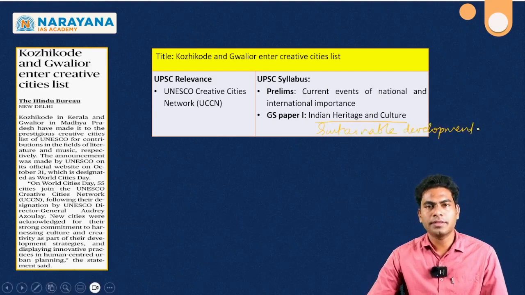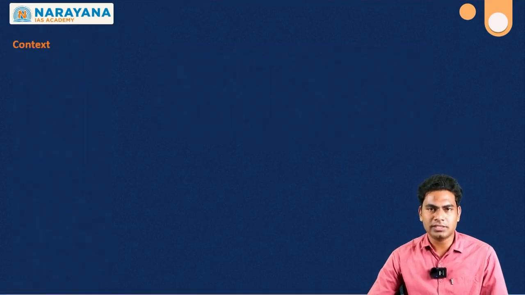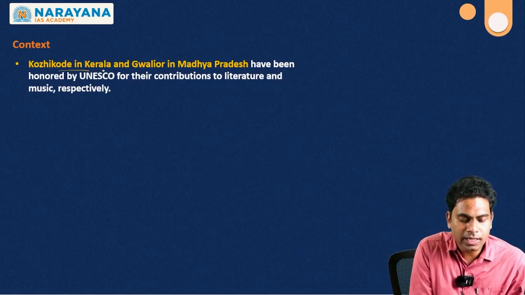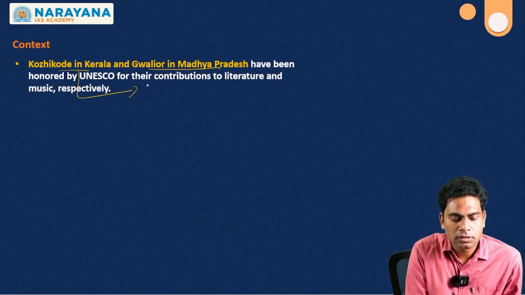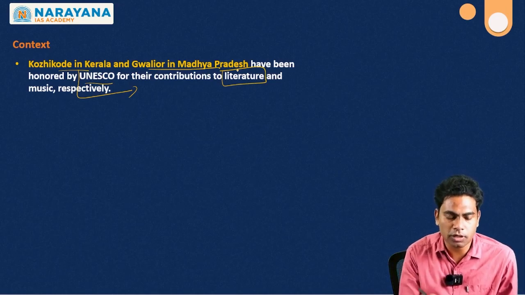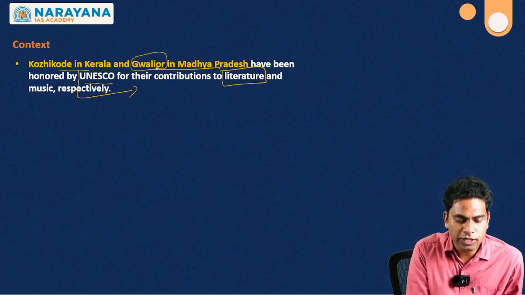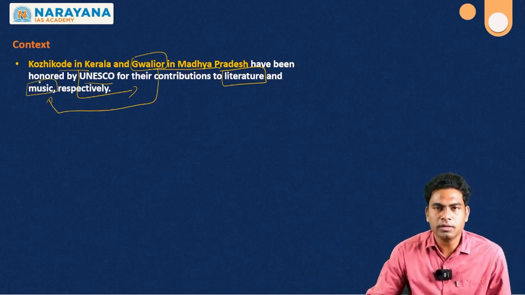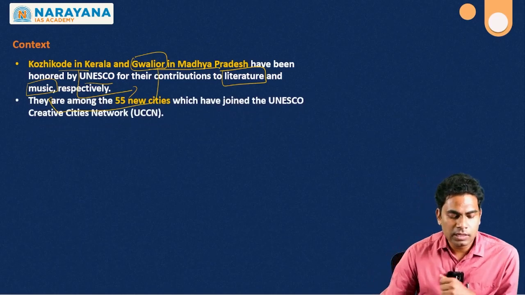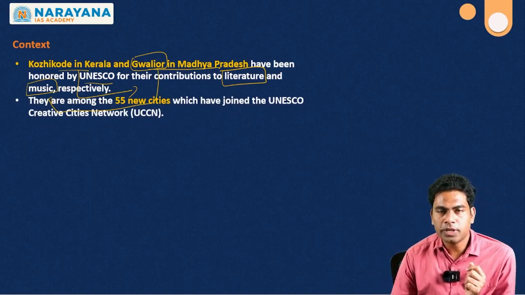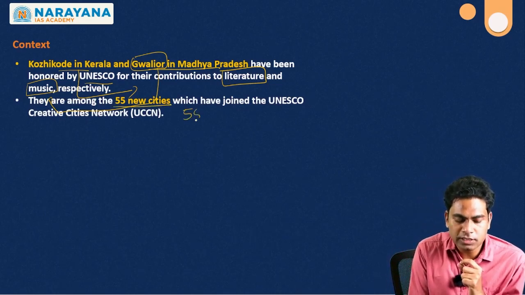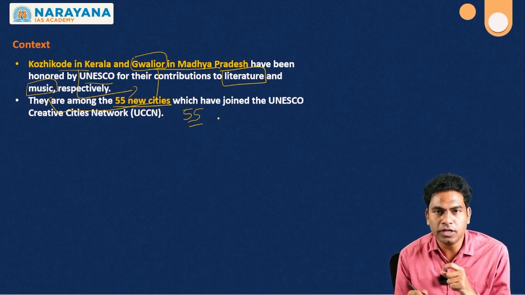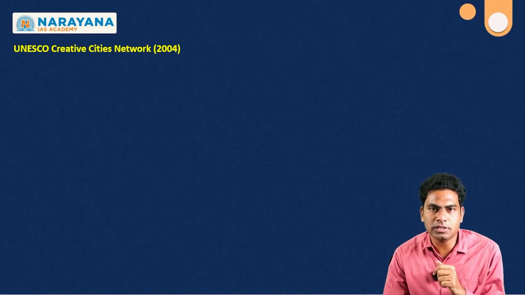Now let us look into the cities that have entered into this list. The two cities are Kozhikode in Kerala and Gwalior in Madhya Pradesh. Kozhikode has been listed under literature, for its literary importance. Next, Gwalior of Madhya Pradesh for its music. Now, let us see the number of cities presently represented in this list. The total is 55 cities. So 55 cities are placed in the list. Out of it, recently two Indian cities have entered into this list.